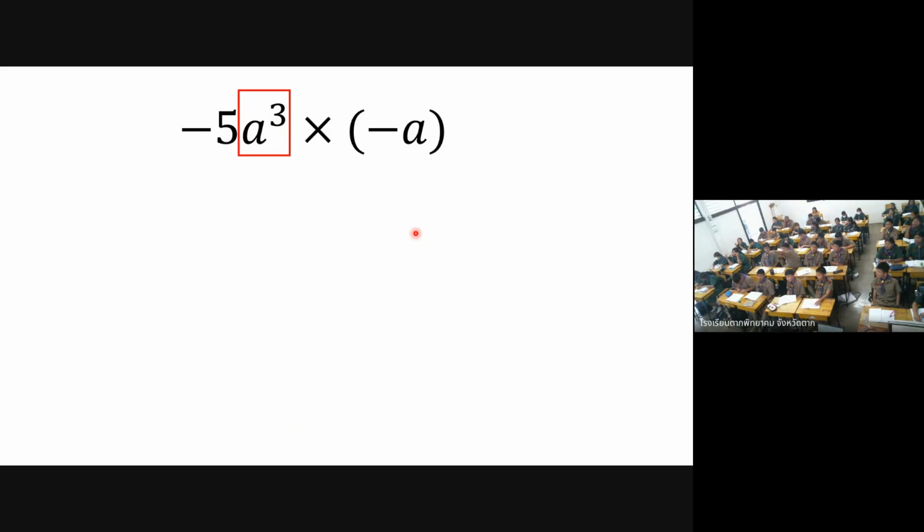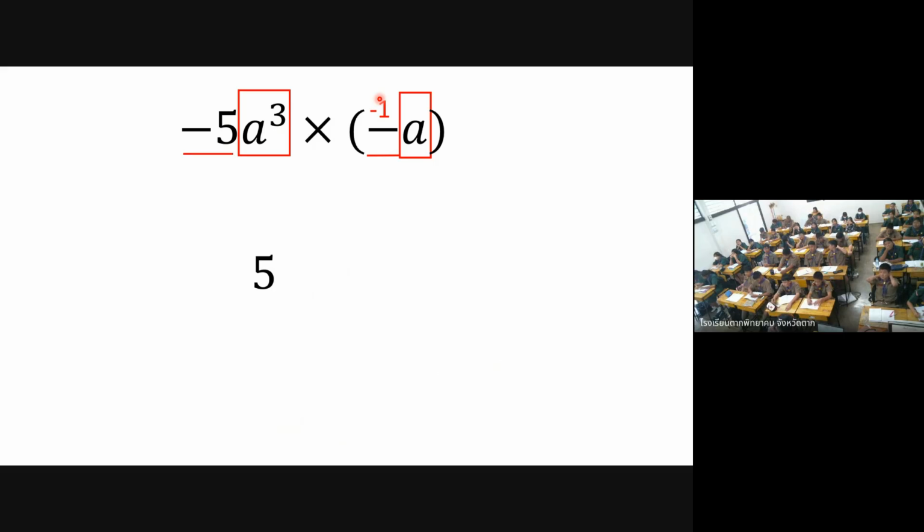Again, we have a to the power of 3 and a, right? So what are we going to do with negative 5 and negative a? Remember, negative a is the same as negative 1a. So what are you going to do? You just multiply. What is negative 5 times negative 1? Negative times negative is positive, so negative 5 times negative 1 is equal to 5.